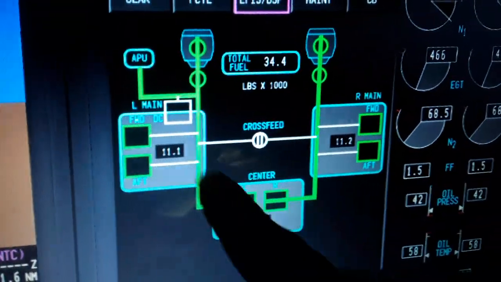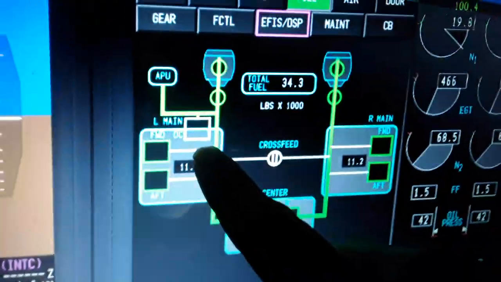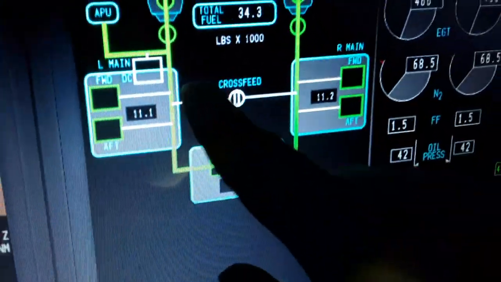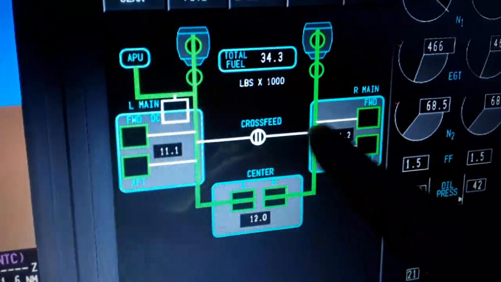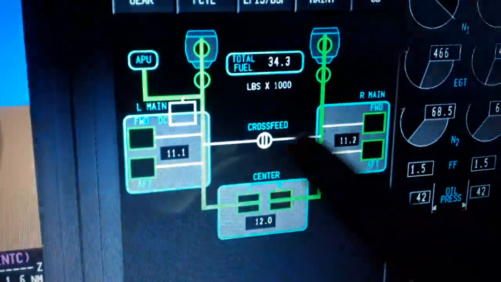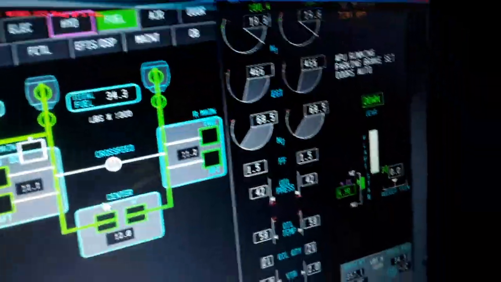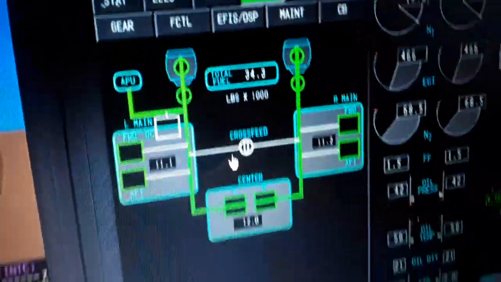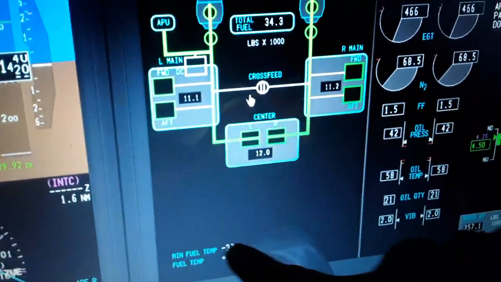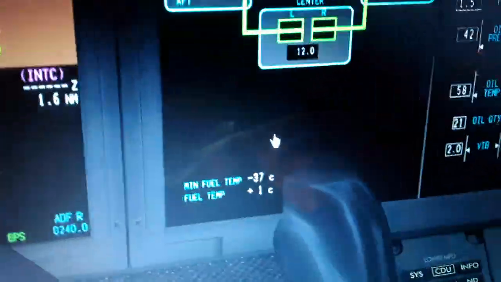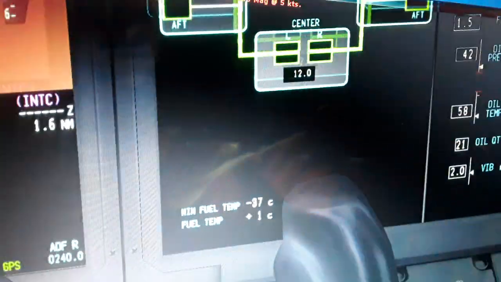Right now using the fuel booster we have the aft and the forward. The crossfeed valve is off, but if we turn it on, we can feed either engine with either side pump or tank, and we can also balance the fuel between the left and the right side if we have a fuel imbalance. Also here you can see the minimum fuel temperature is minus 37 degrees Celsius, and the fuel temperature right now, so at minus 37 you need to avoid.